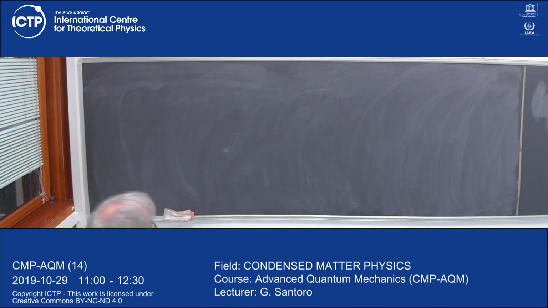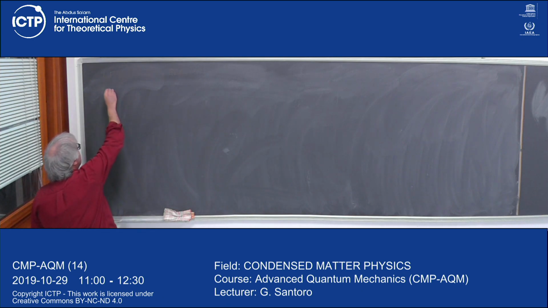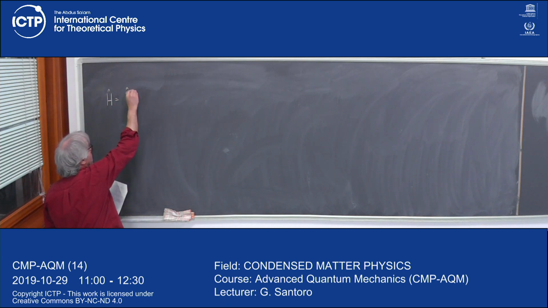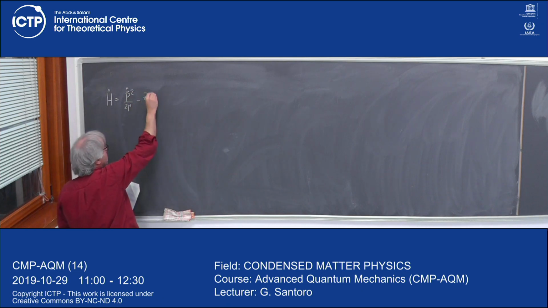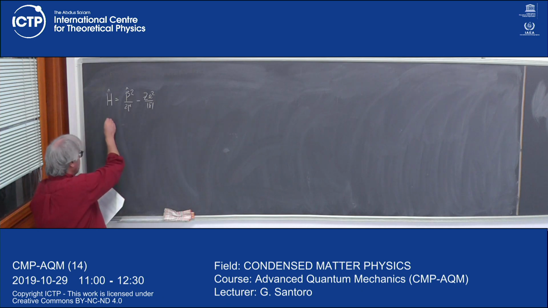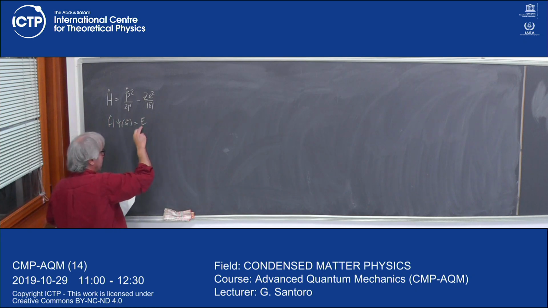Finish our story about the hydrogen atom. Okay? So just to summarize what we did yesterday, we started from the Hamiltonian for the relative motion. So P squared over twice the reduced mass minus Z e squared over the distance from the origin. We wanted to solve this, in particular for the bound states of this problem.